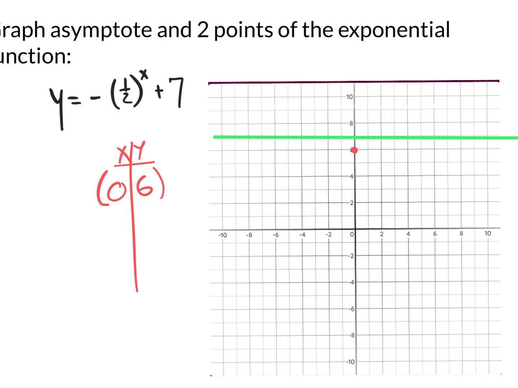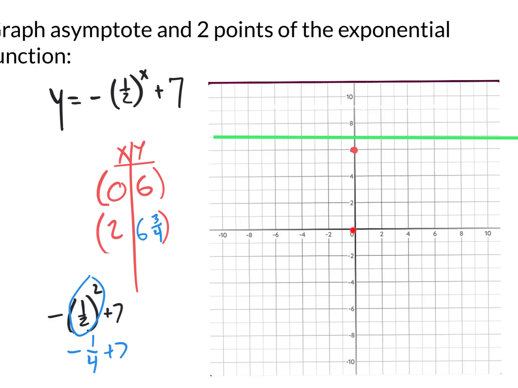Plug in another number. What other number should I plug in? Anybody? Well, if I plug in a 2, think about that. I'll have -1/2 to the 2nd power plus 7. But when you do this on a calculator, 1/2 to the 2nd power, you get 1/4. So you have -1/4 plus 7, and you get 6 and 3/4. And you can't really go 2 and 6 and 3/4. You can't go 3/4 of the way up on the Wayground. So it only goes by full units. So this did not help us.